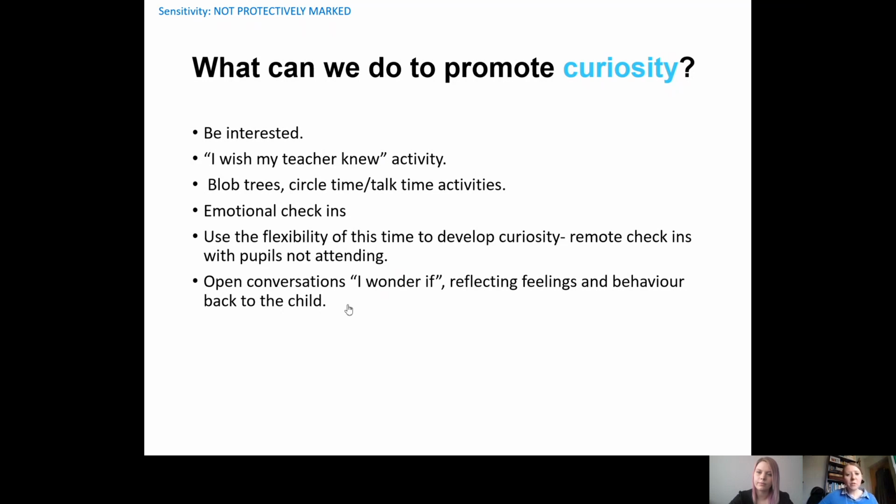You can have remote check-ins with pupils not attending. So for those of you who might be doing remote sessions with children and young people, or having email communication or over Microsoft Teams, I know that's being used in some schools, having little check-ins, like little questions that people can answer and get involved with, like we're doing in our team, for example. So I suppose the PACE model can be used with staff as well as children.